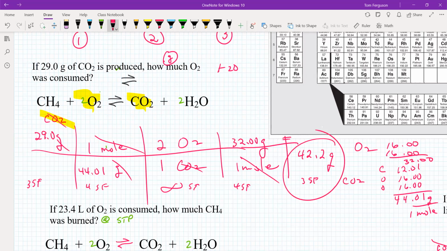Again, 3 parts. Convert to moles, mole ratio, balanced equation, and convert to whatever you're trying to calculate via the moles.